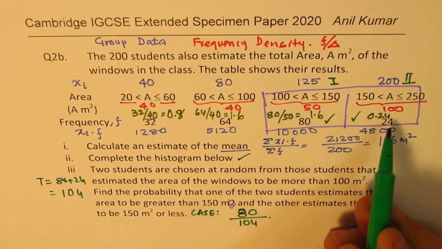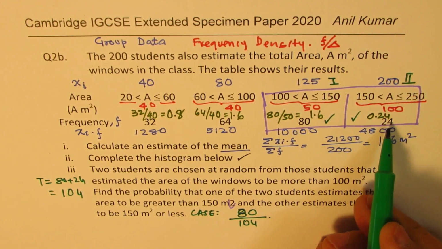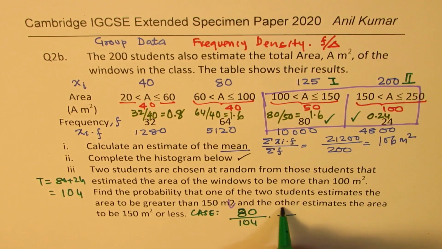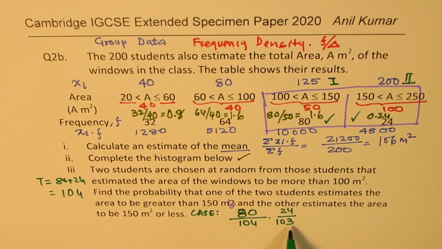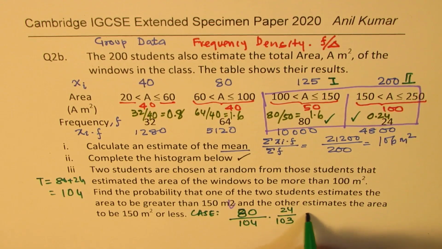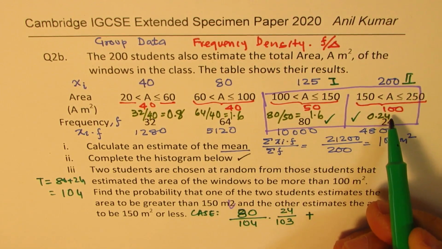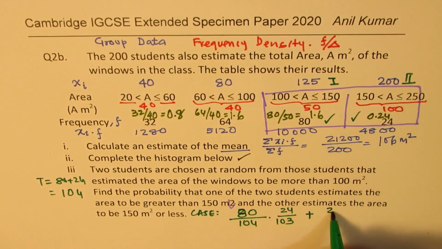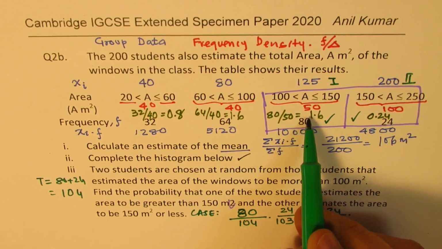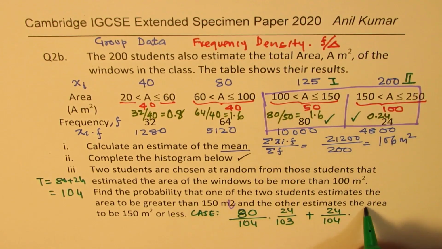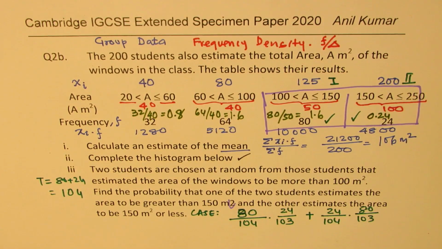Now the second one is selected from the other group. Probability will be 24 divided by 103 since one has been already selected. So we are left with 103. So that is the first case, right? The second case will be you select first from here. So if you select first from here, it will be 24 over 104 times second from this group, right? Which is 80 over 103. So that becomes the probability.